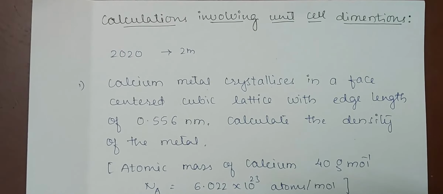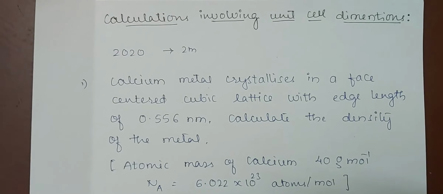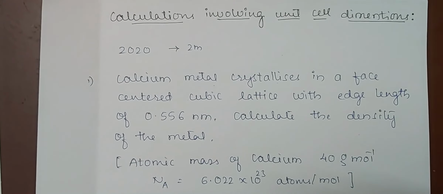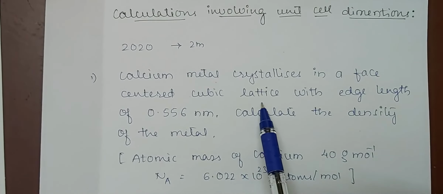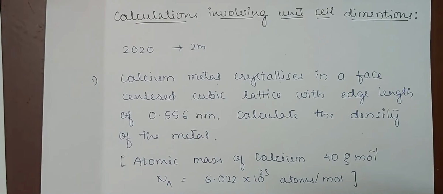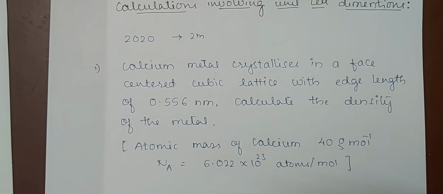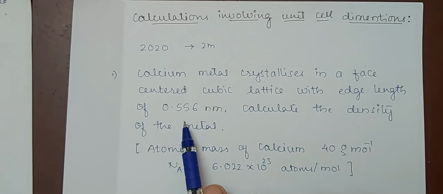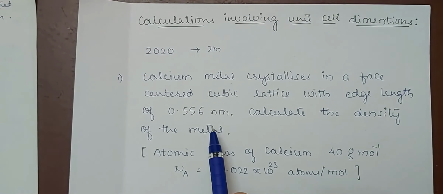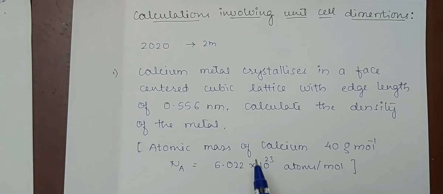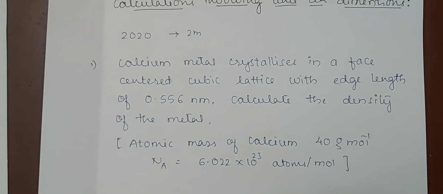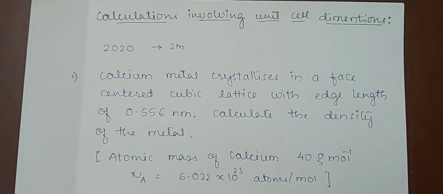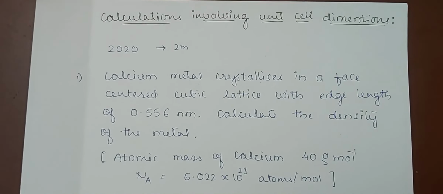Use the density formula. D is equal to Z into M divided by A cube into Na. Here, as it is a face centered cubic lattice, Z is equal to 4 and A, the edge length, is 0.556 nanometer. Convert this into centimeter and solve this question. Try to solve many more questions like this so that you will become perfect.